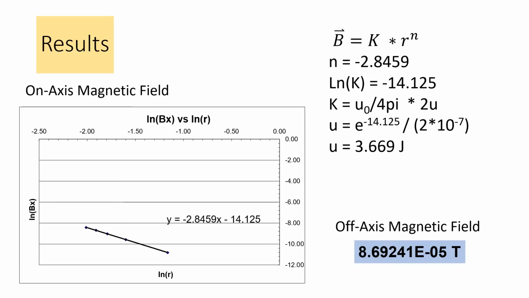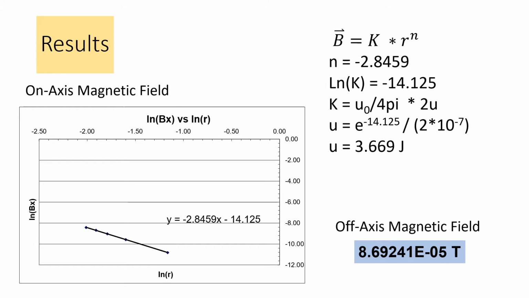The distance and magnetic field results from the on-axis magnetic field experiment are shown below. In order to linearize these results, I took the natural log of the x component and the natural log of the distance, and this yielded an equation y equals negative 2.85x minus 14.125. In this case, the slope can be considered to be the exponent that r is given, so the n of r to the n, and the y-intercept can be considered to be the natural log of k.